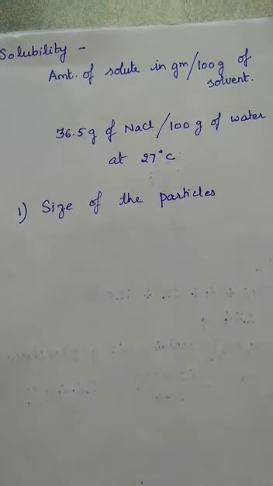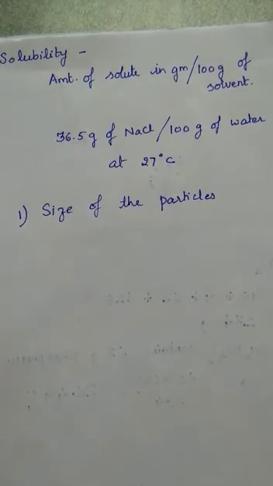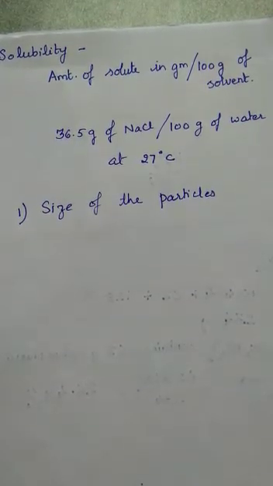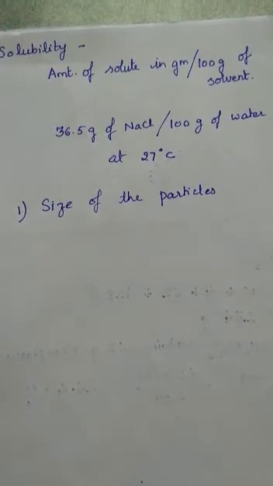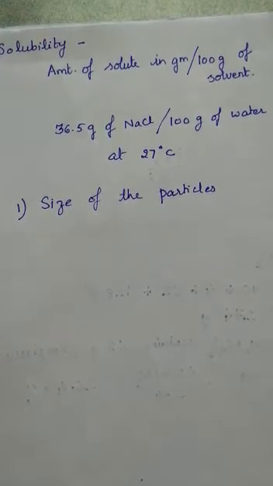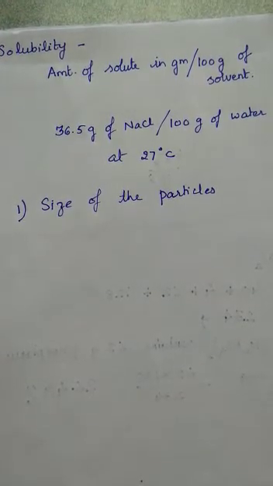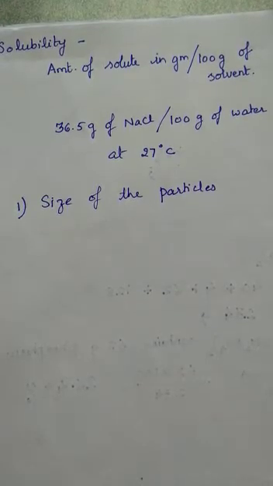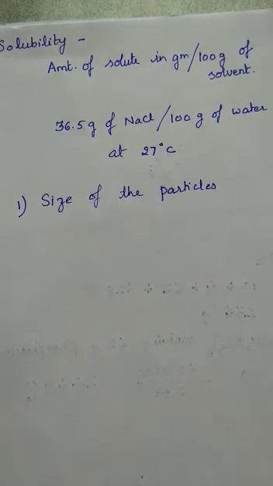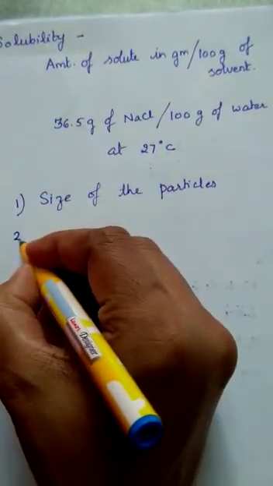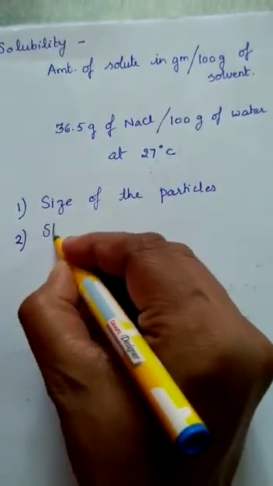The reason is because solubility is a physical change in which the solute particles take the space between the solvent particles. So if the size of the particles is smaller, it will be easier for them to take the space between the solvent particles. Then the second factor is stirring.